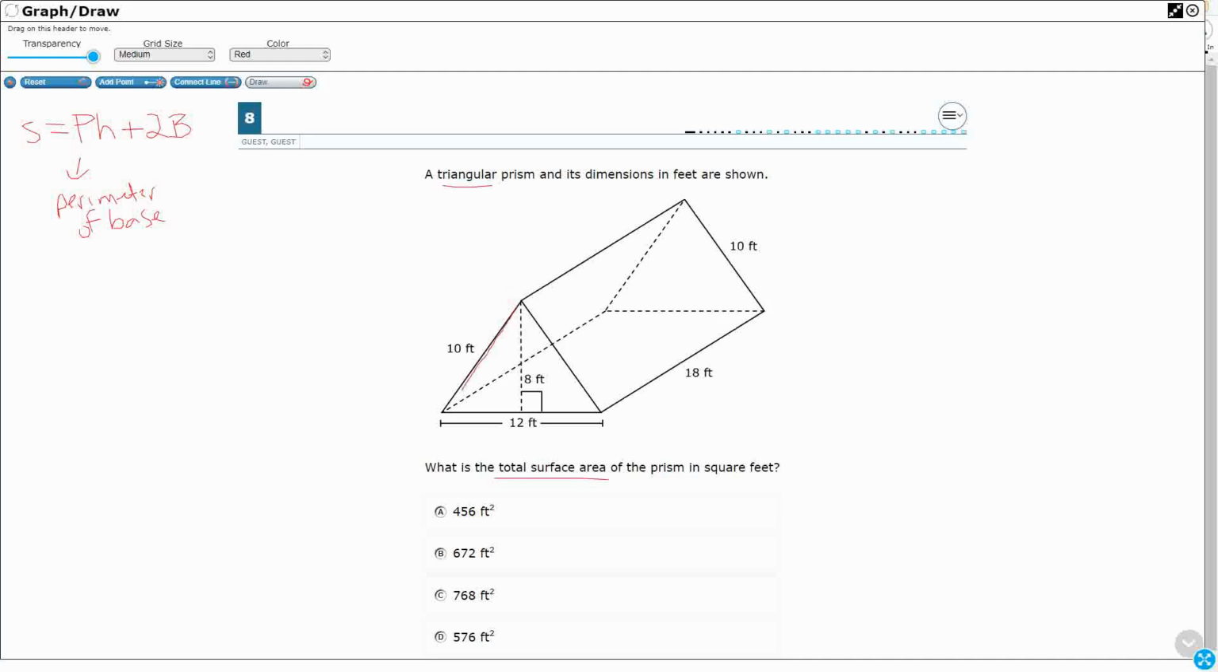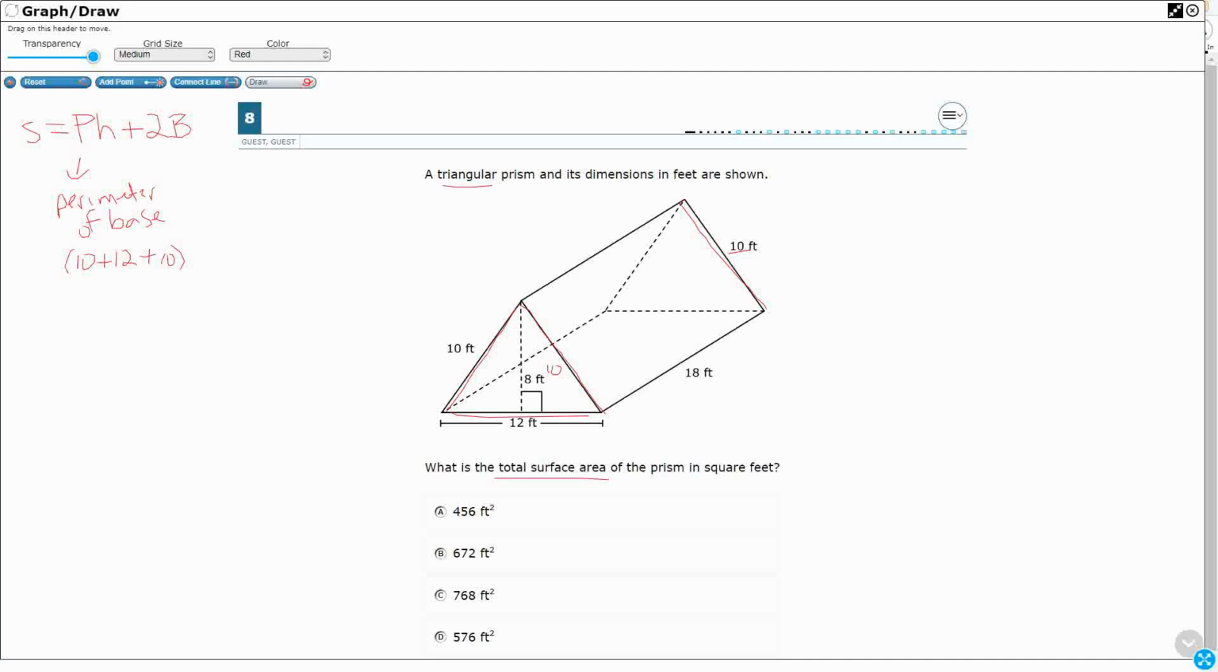So I've got a 10 right there. I've got a 12 right there. Don't know what that is, but I can infer that it's going to be the same as this 10 back here, so that's also going to be 10. We don't need the 8 right there. That's just extra information. So we're going to call this 10 plus 12 plus 10.